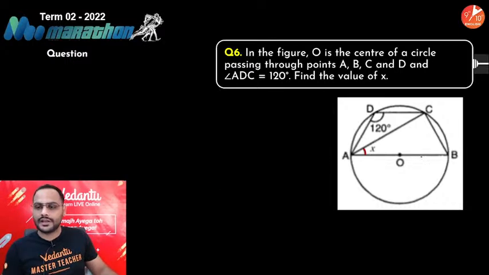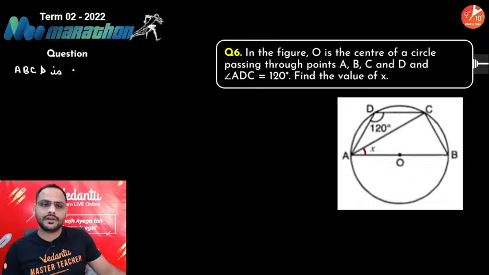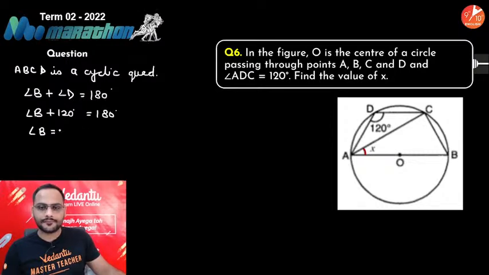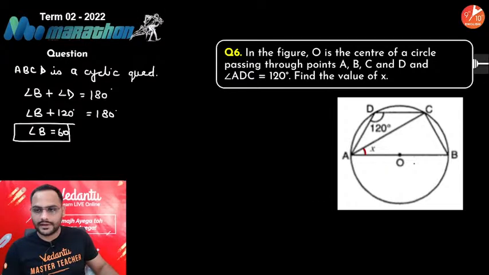One thing you can observe, ABCD is a cyclic quadrilateral. So I can say, sir, since ABCD is a cyclic quadrilateral, angle B plus angle D will be equal to 180 degree, opposite angles. So angle D is given as 120 degree. You will get angle B as 60 degrees. Alright, angle B is equal to 60 degrees.